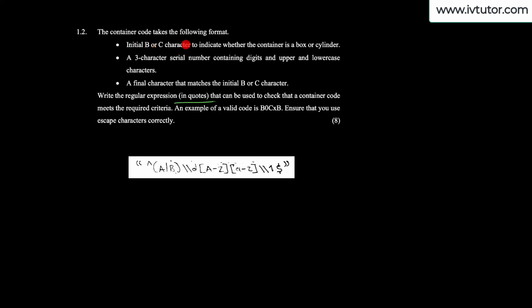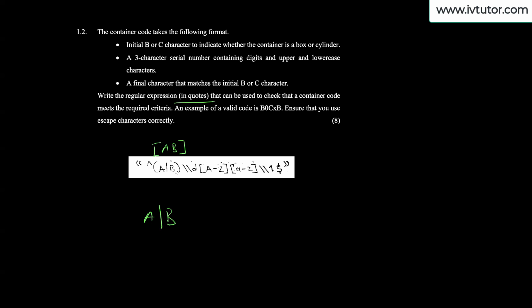So the initial B or C character to indicate whether the container is a box or a cylinder. Yeah, you're right. Just going A or B, you really went with A or B. But a general way of doing that is just to go square bracket A, B, because a square bracket is A or B. That's what it means. So anything that goes in a square bracket is or, because a square bracket matches only one character. So you're right to go A or B. You can also go with A, B in square brackets.